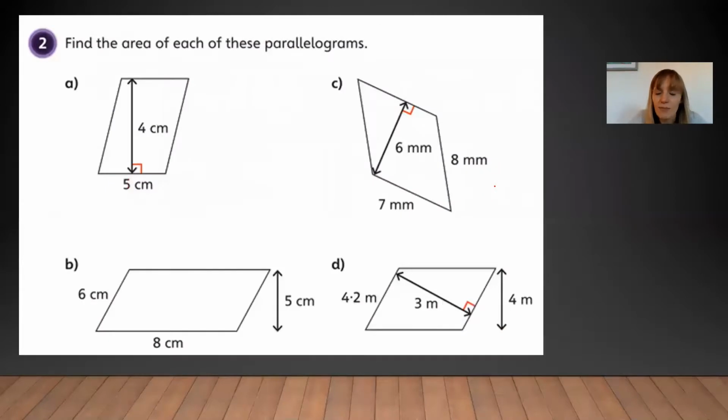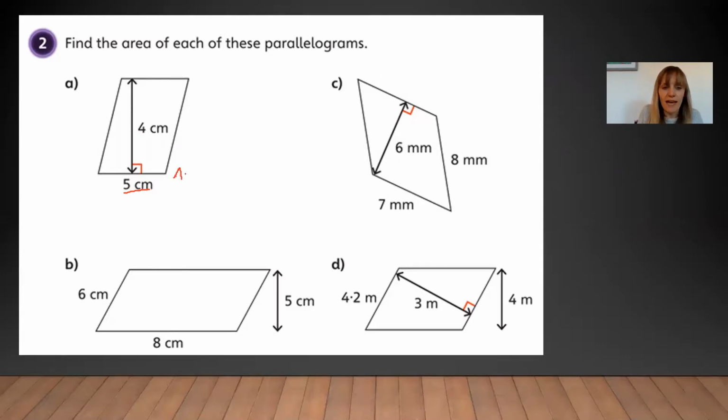Now, here are some for you to have a go at. You can see that these parallelograms, this has moved on where we're not moving parts of it. We're just using the base measurement and the height measurement. Now, A is obvious because it's just got the base measurement here, which is the 5, and it's got the height. We know it's the height because you've got your little 90-degree angle here. So 4 centimetres is your height line.